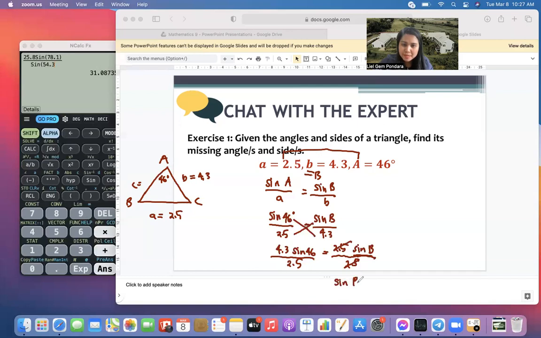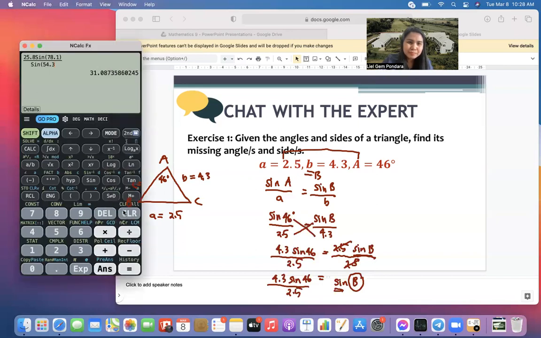So we have sine B equals 4.3 sine 46 over 2.5. But we're only looking for angle B, and there's still a sine here. How do we get the value of angle B? How should we write it in our calculator? Remember, when the angle is missing, we need to use the sine to the -1 function. So B is equal to sine to the -1 of this.